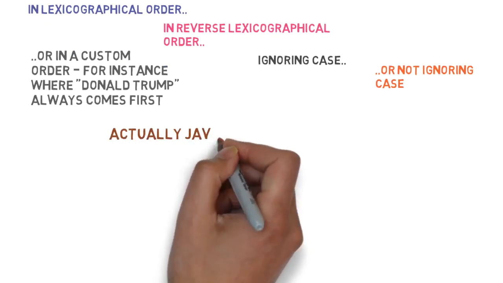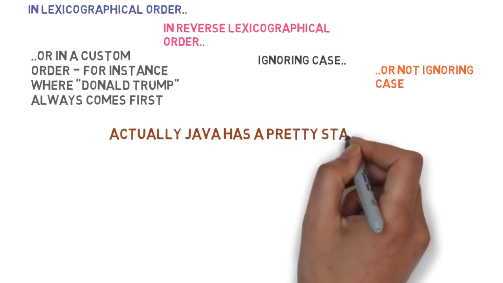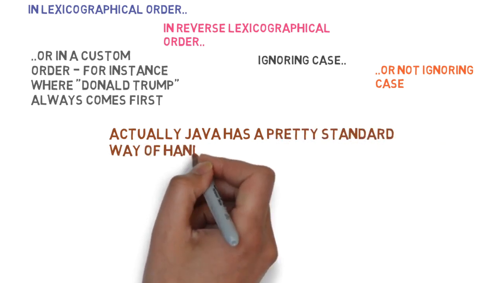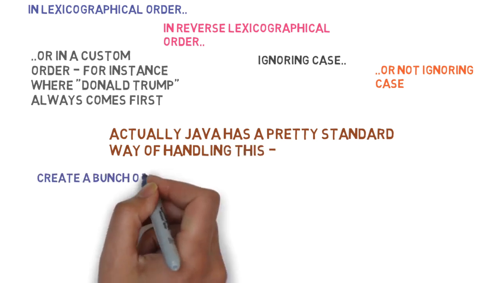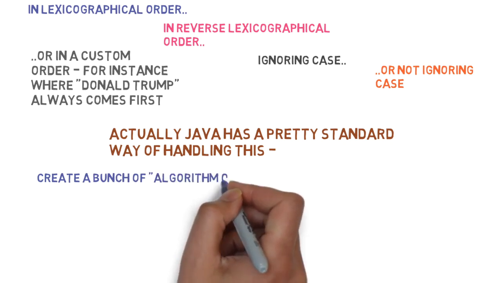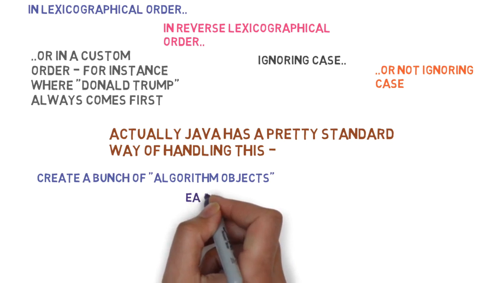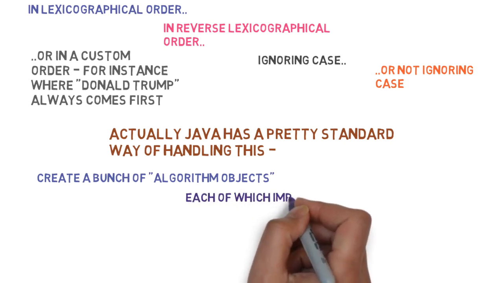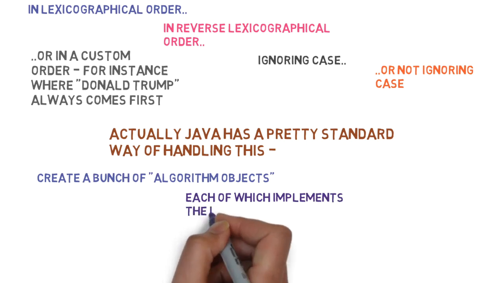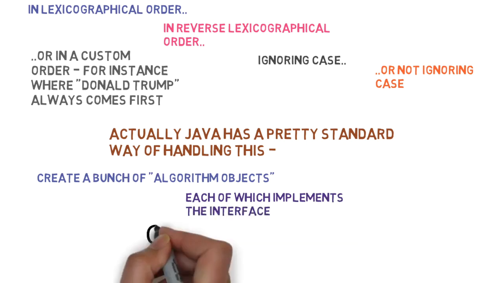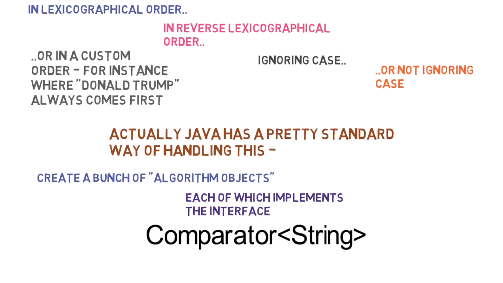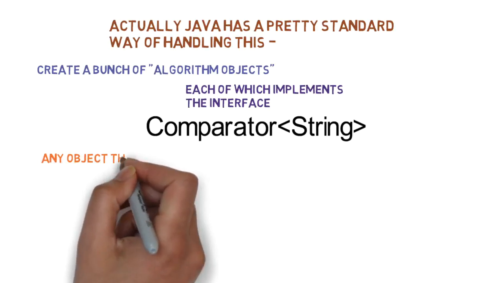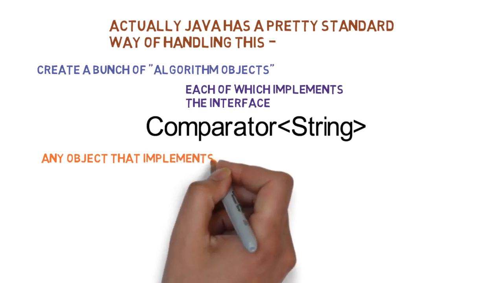Now, if any of you are familiar with Java programming, and I assume most of you are, there is a pretty standard way of handling this. What will you do? You'll create a whole bunch of algorithm objects. These algorithm objects specify how to sort that list. And in Java's case, each of these algorithm objects implement the interface called comparator. A comparator is a generic interface, and in this case, because we are comparing strings, we pass in string as a template parameter. This will be used to compare two strings.